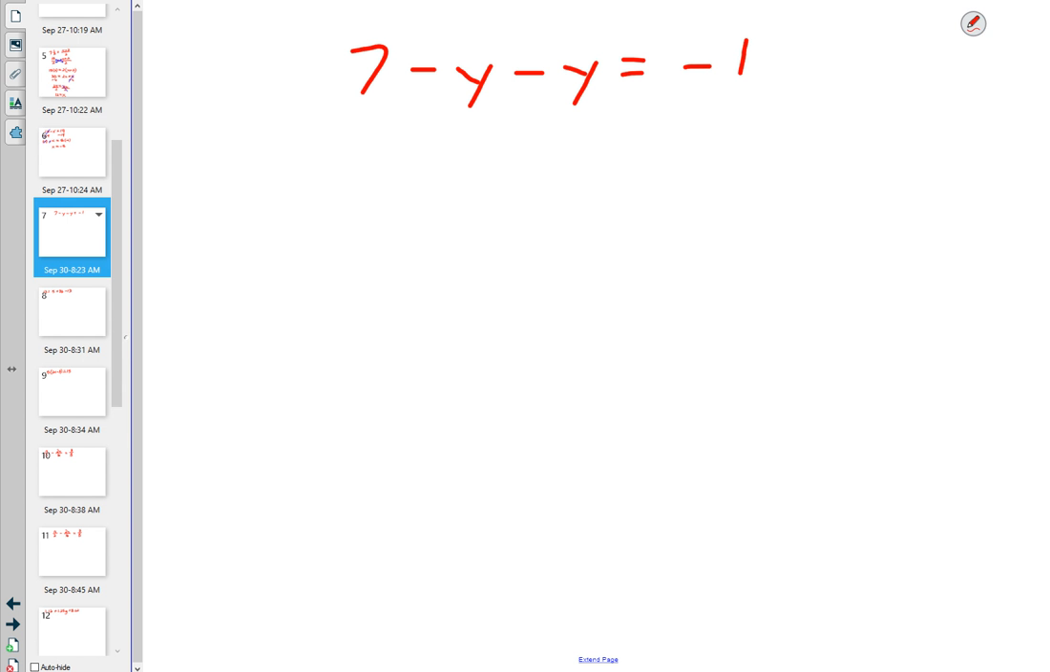By combining like terms. What is negative y minus y? Minus 2y. Good, so 7 minus 2y is equal to -1. Somebody not named Ferris, tell me what I have to get rid of in order for the y to be by itself.